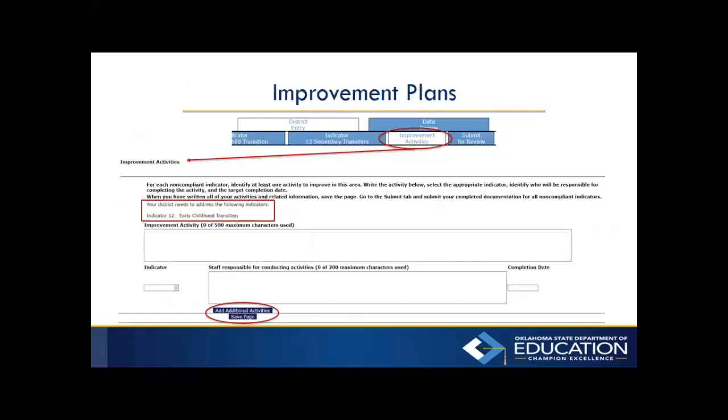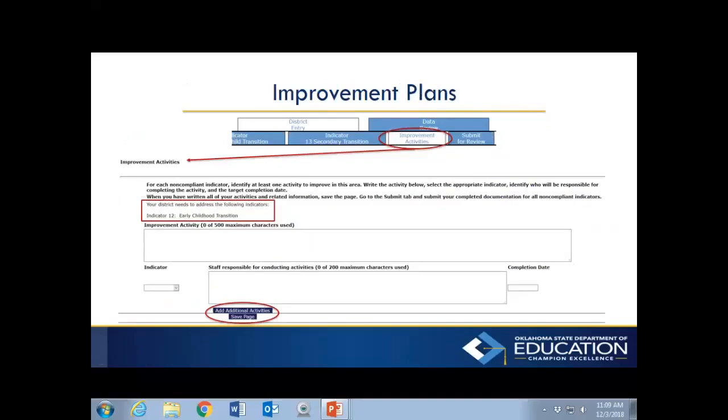So for your improvement plan activities, this is what that page looks like. Up at the top, you're going to see a space just above the improvement plan activities that tells you what indicators you must address on this page. And this will be tied directly to the indicators for which you were found to be non-compliant. So you will need to complete one improvement activity for each indicator for which you were found non-compliant.